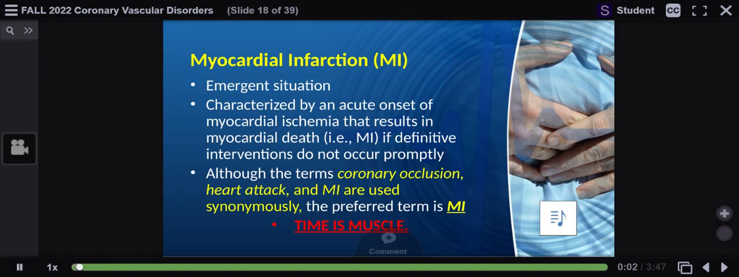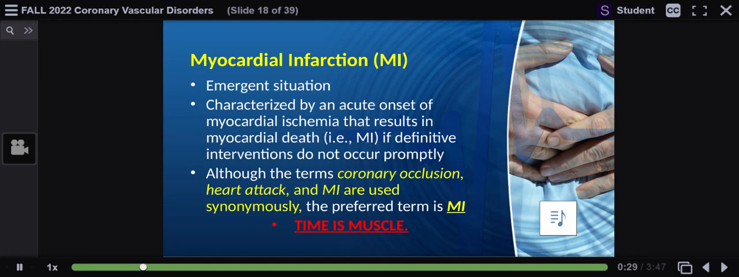Okay, now we'll proceed with acute coronary syndrome and myocardial infarction. ACS, or acute coronary syndrome, is an emergent situation, guys, and it's characterized by an acute onset of myocardial ischemia that results in myocardial death, which is a myocardial infarction, if definitive interventions do not occur promptly.